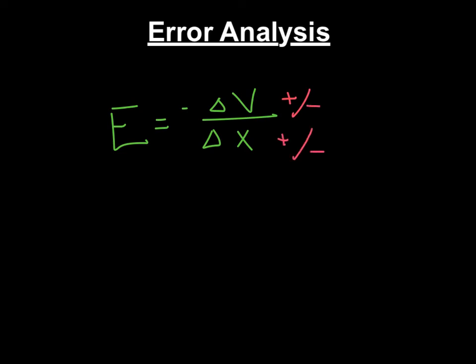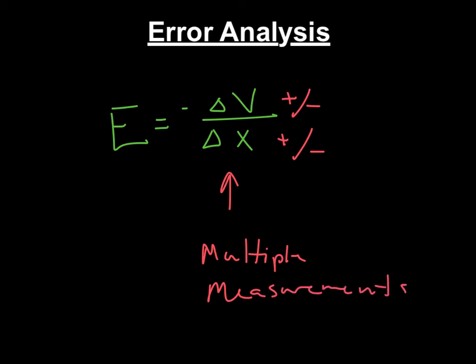So your error analysis, if you're using E equals change in V over change in X, you'll have a plus or minus up here and a plus or minus on here. This error from multiple measurements, and this, well, you can take multiple readings, but that would leave dots everywhere. So this is going to be from the accuracy in the readings of this.